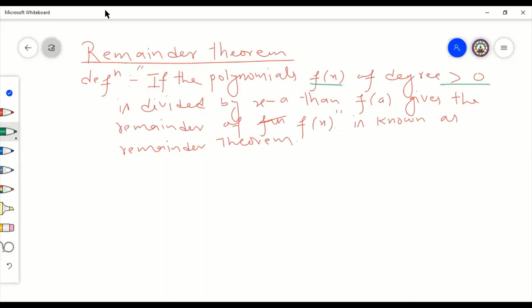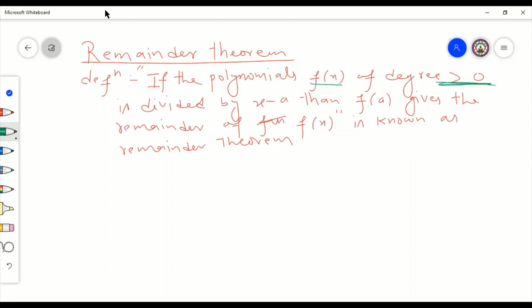Okay, so the main point in this definition is you must mention here degree greater than 0, not equal to 0. But in the polynomial definition already, the variable power must be a whole number, isn't it? But in this remainder theorem, we have to take the variable power as only greater than 0.